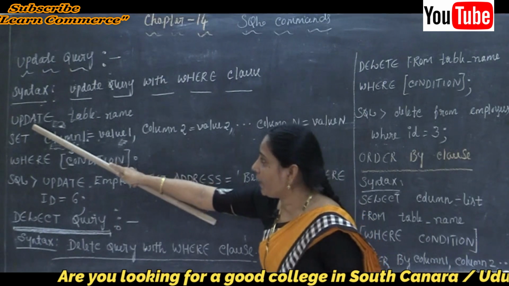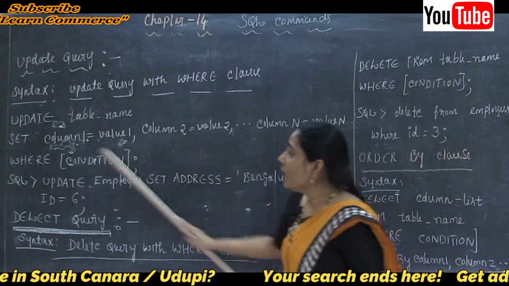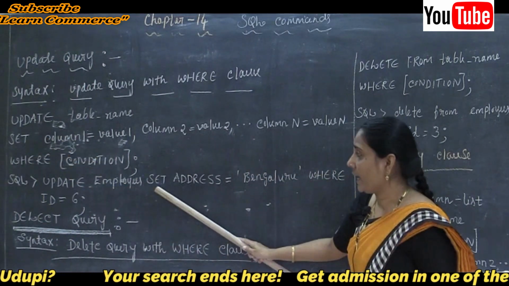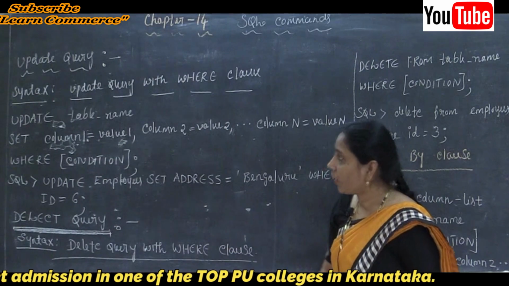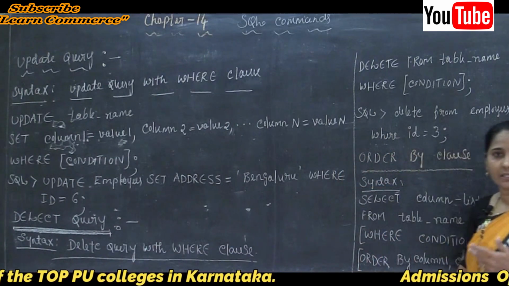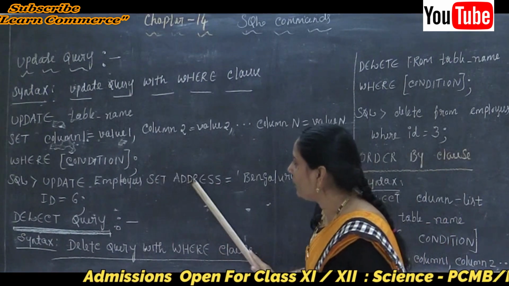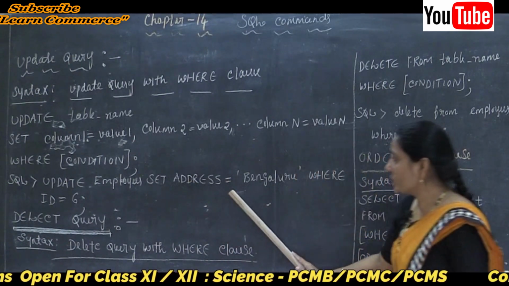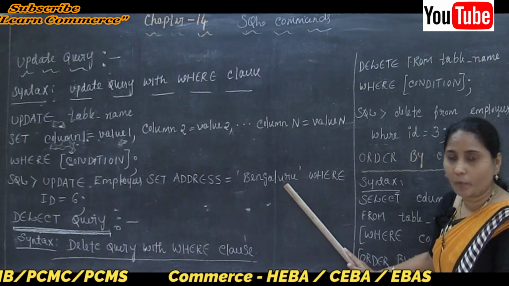I started from the UPDATE table_name. The table name is employees, then SET, and we need to use SET as it is. Now, which column do you want to make some changes in? You need to write that column name. So the column name is address is equal to, and we need to write what changes you want in the column.